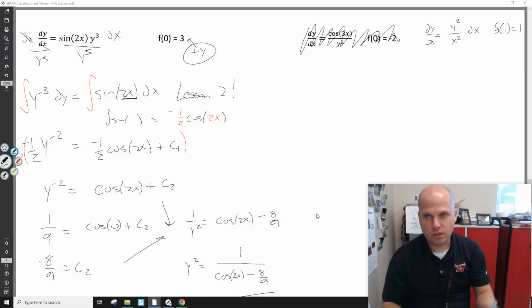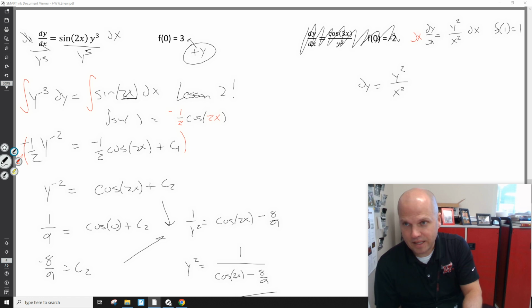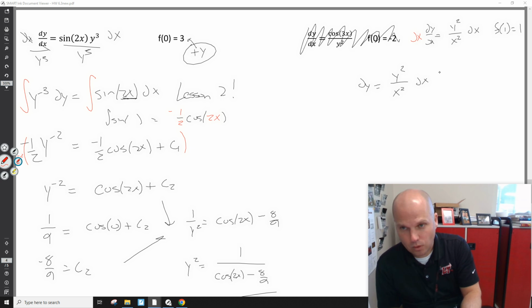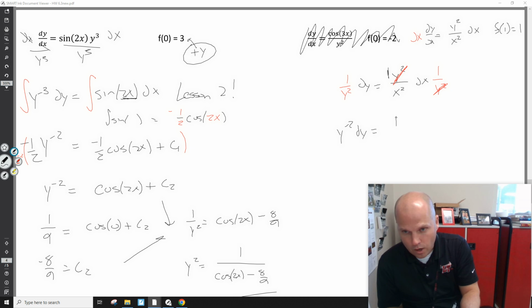I just wanted to do this one because I want you to see if you end up with something like this. You're still going to divide by y squared, or maybe it's easier to see that you multiply by 1 over y squared. Now, when you do that, you get y to the negative second, or 1 over y squared. Here, this turns into a 1 over x squared.